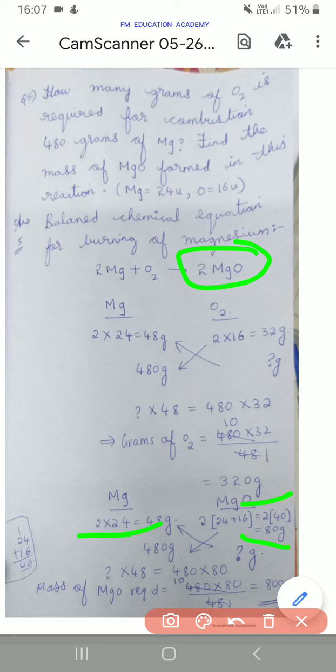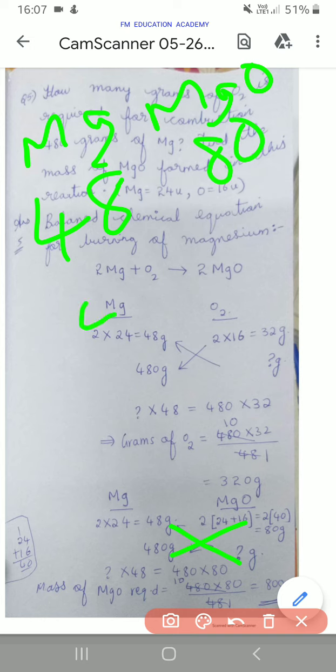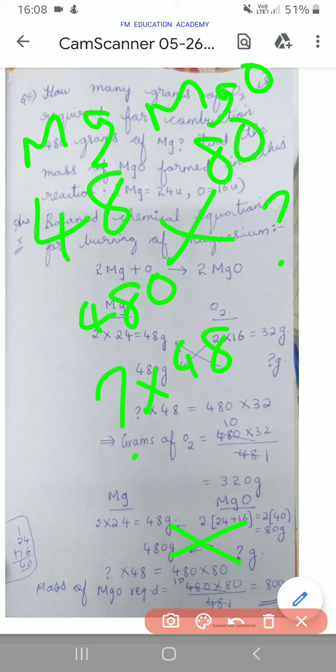Then what is given to you? 480 grams of magnesium is given to you in the question. So write 480 grams in the second step. And here you have to find out the mass of magnesium oxide, MgO. So this is asked. Again, cross multiply. 48 for magnesium, 80 for magnesium oxide, 480 here, and here we don't know. So how to do? Question mark into 48 is equal to 480 into 80.